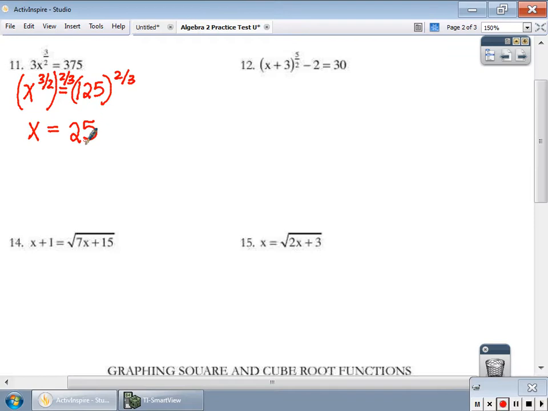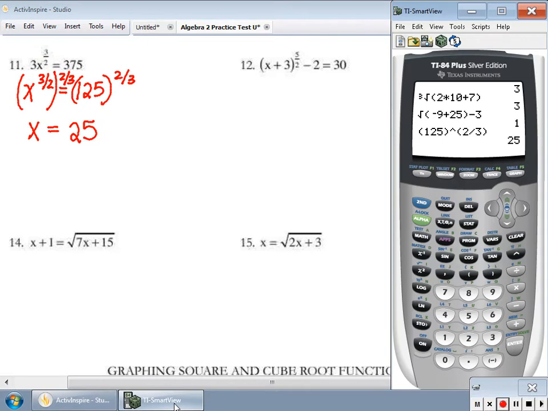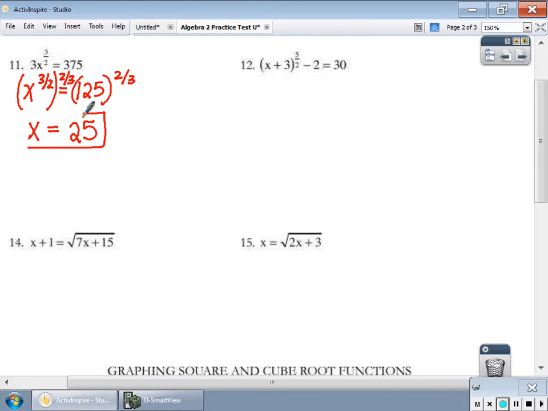Okay, well we need to check. So I need to plug 25 back into the original problem. I need to know, is this extraneous or not? So we'll go 3 in parentheses, 25, close the parentheses, caret, parentheses, 3 divided by 2. Now if this is not extraneous, when I hit enter we should be getting 375, and we do. So this is not extraneous.